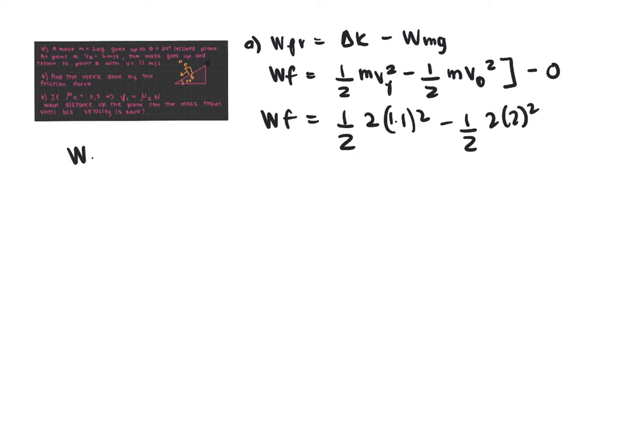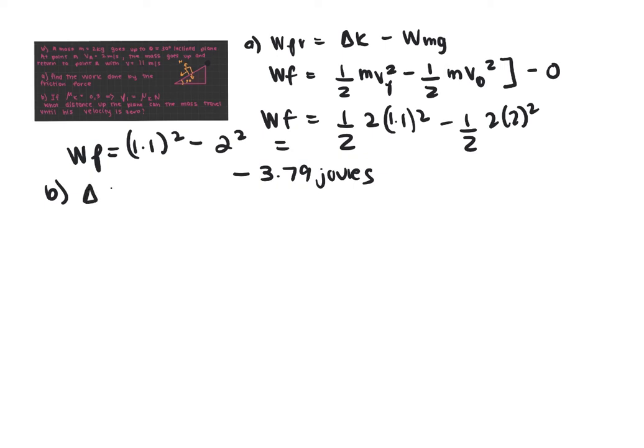So the work of the friction is equal to 1.1 squared minus 2 squared, which equals negative 3.79 joules. For B, we have to find the velocity. So basically the distance, which we're going to call displacement, which is the change in S.